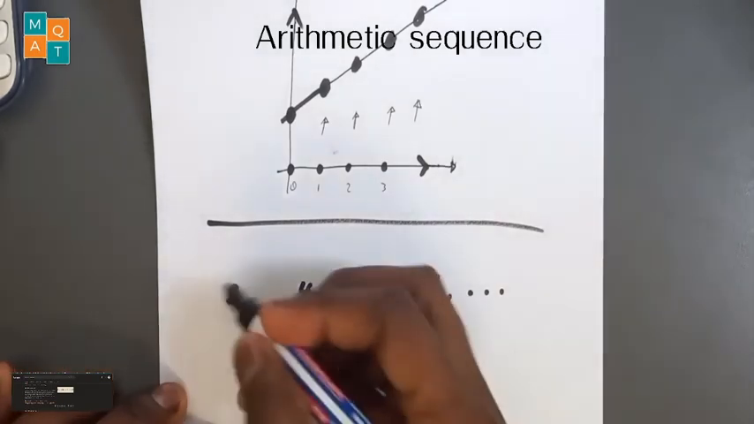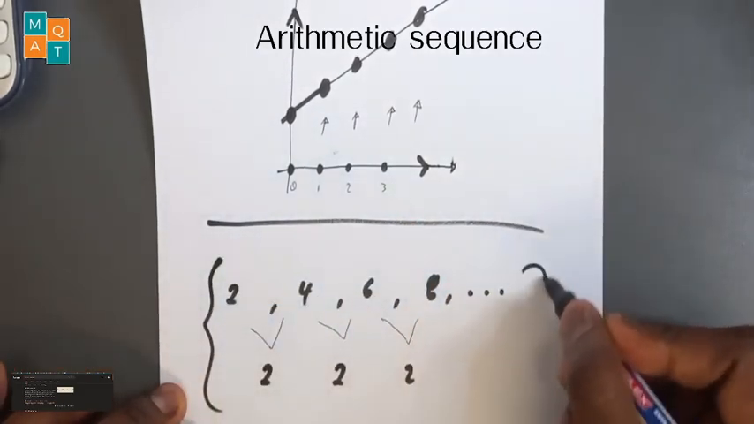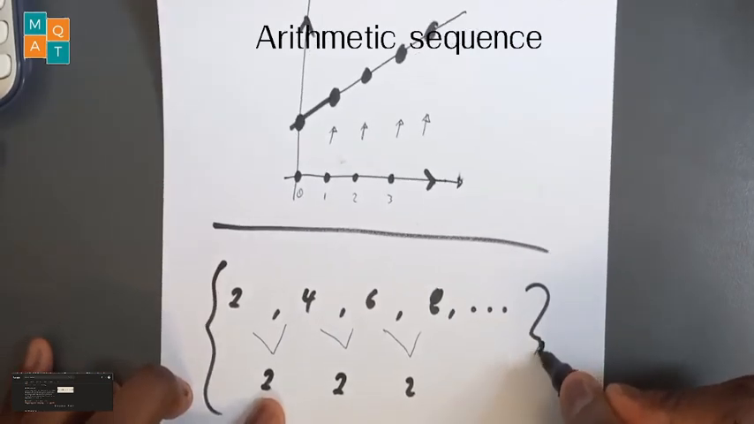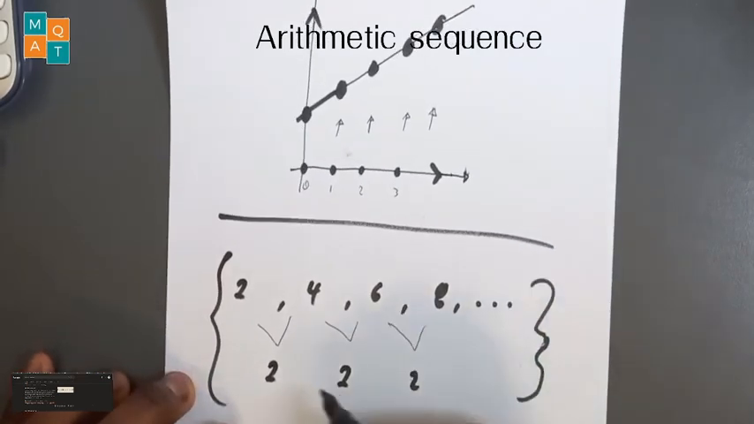Numbers that, when you take the difference of the following number, subtracting the previous number, you get the same value.